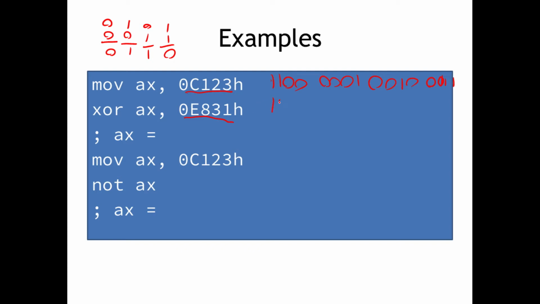So if we have for E 1110, 8 1000, 3 0011, and then 1 0001. Right, and now we can go through and look for the results of that operation. So 0010, 1001, 0001, and 0010. Right, and so that would be the result. So 2 9 1 2, and we can take a look at that.